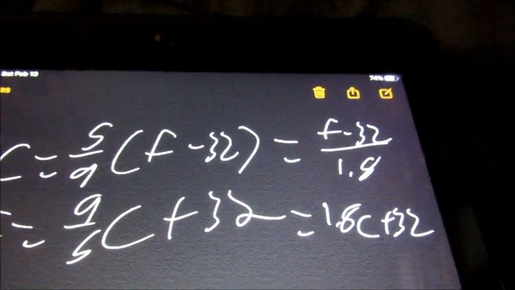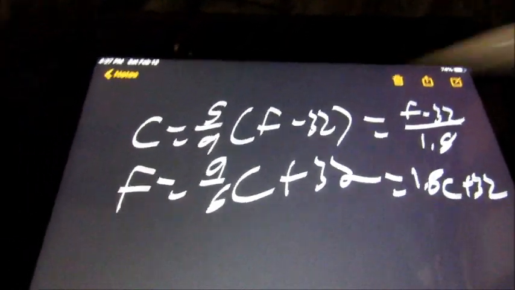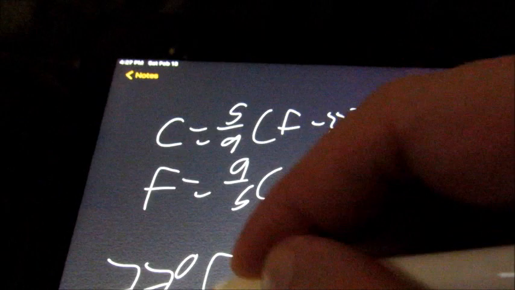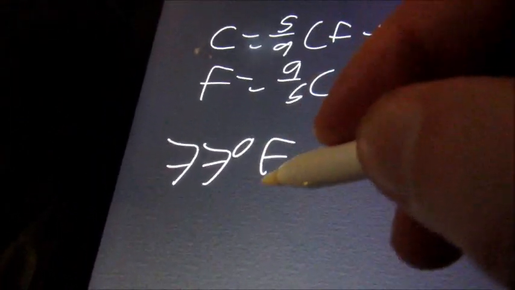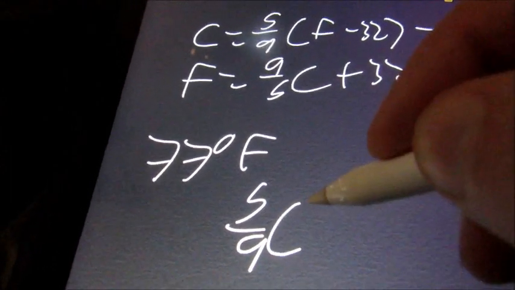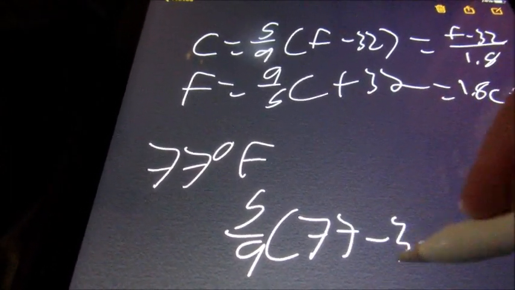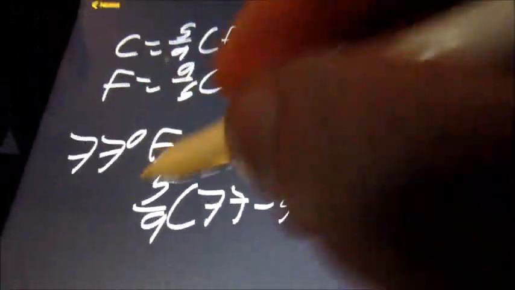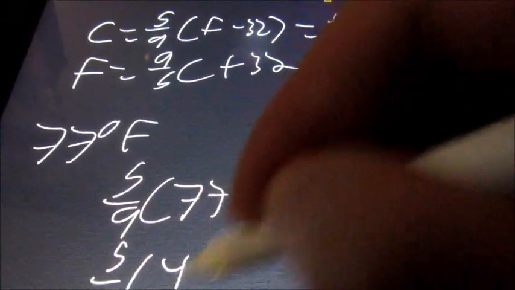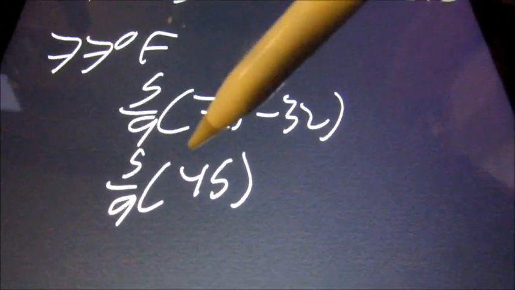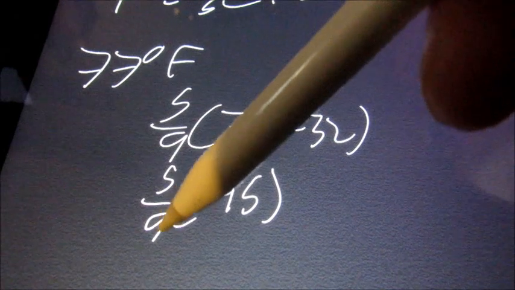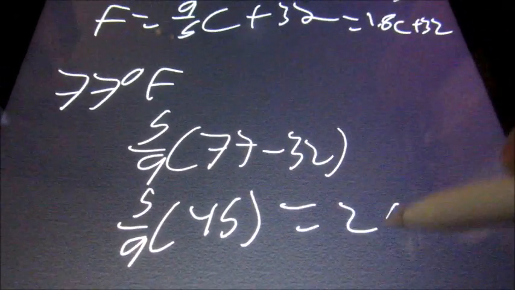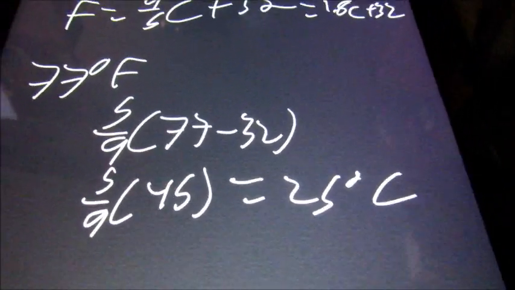So I'm going to start with going from Fahrenheit to Celsius. So if I have 77 degrees Fahrenheit, that means I'm going to use this first formula. So I'm going to have 5/9, and in parentheses, 77 minus 32. 77 minus 32 is 45, so 5/9 times 45. Now I'm going to do the division first. 45 divided by 9 is 5, and then times 5 equals 25 degrees Celsius.